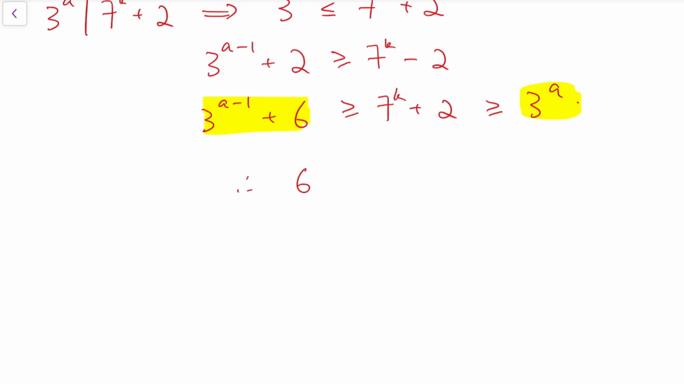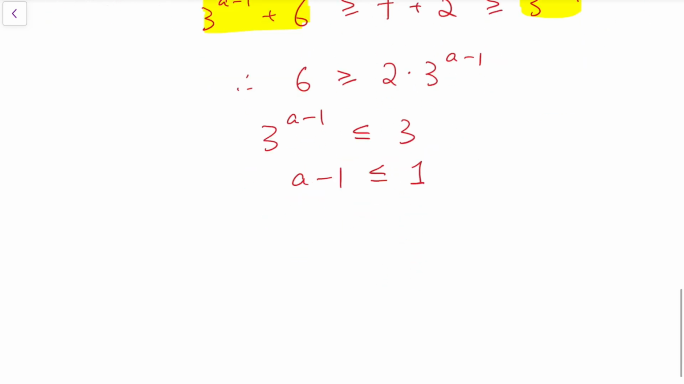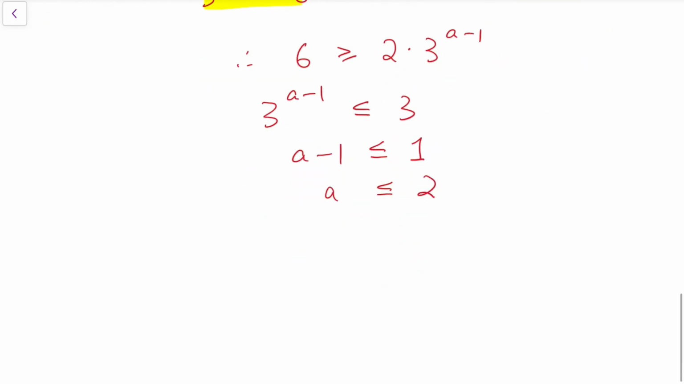And so we have 6 larger than or equal to 2 times 3^(a-1), because I can write 3^a as 3 times 3^(a-1). So it's just a linear inequality. And so 3^(a-1) is at most 3, a - 1 is at most 1, so a is at most 2. And since a is positive, that means a is either equal to 1 or 2. And from this, we can also get the value of y, which is y equals 2 or 3.